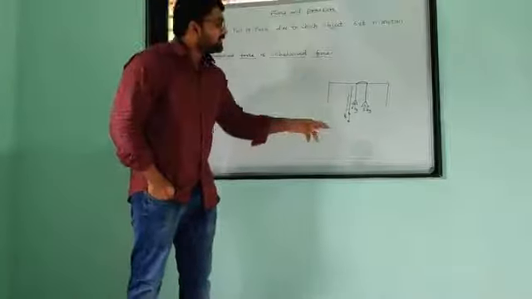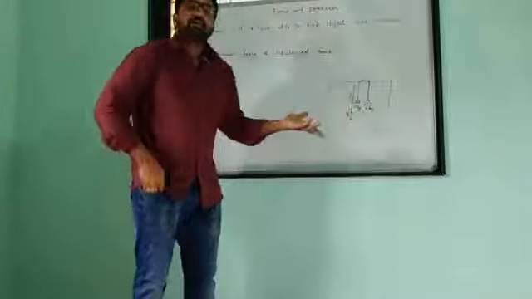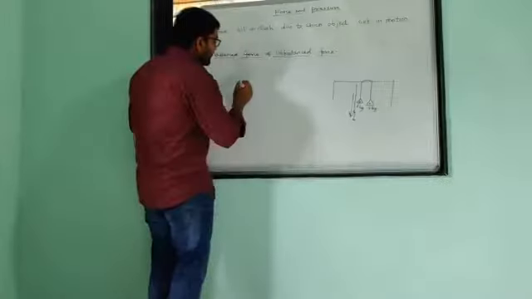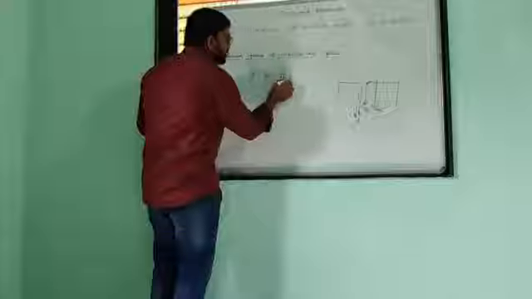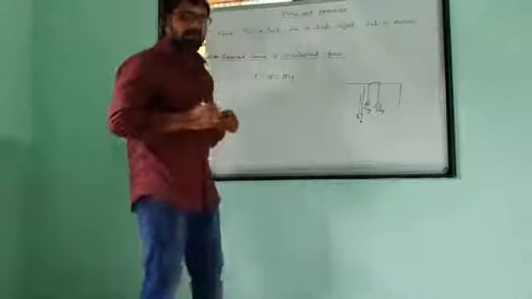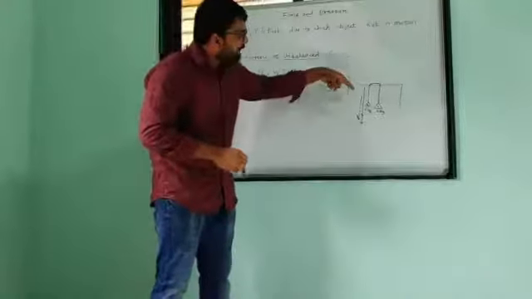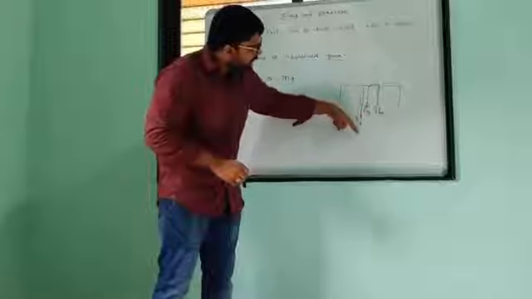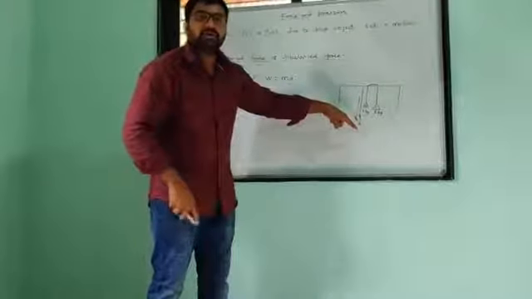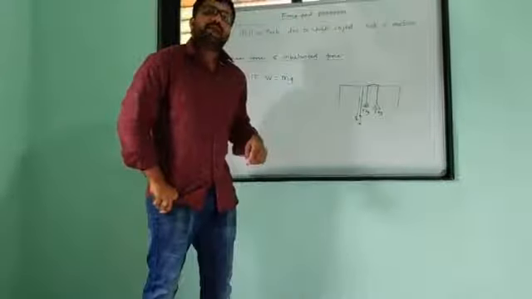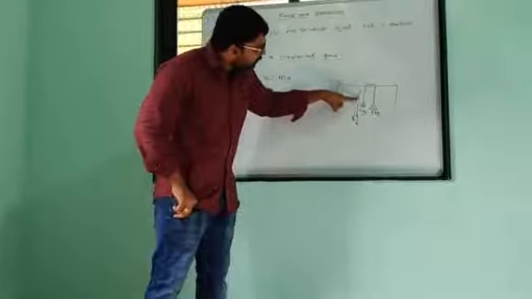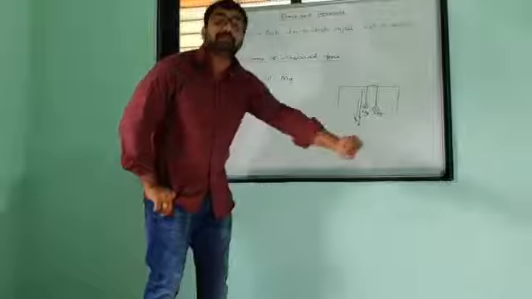mass, whatever gravitational force acts on this mass, that is nothing but the force. And that weight is given by mg. That we already studied. So that much force is applied on this side. Due to that, what happened? This string moves more downward as we add more weight on one side of this string.